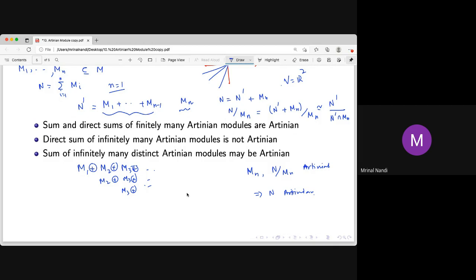And the direct sum is just a consequence of the sum, because a direct sum is itself a sum. So this completes today's lecture on Artinian rings and Artinian modules. The next video will be about Noetherian modules.